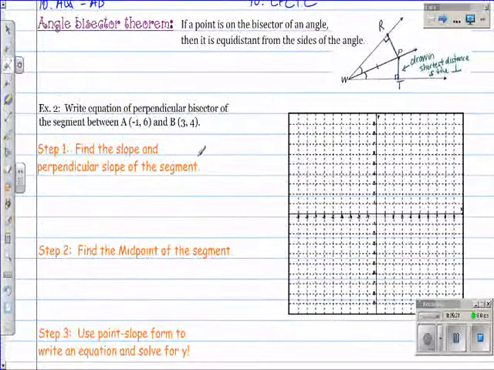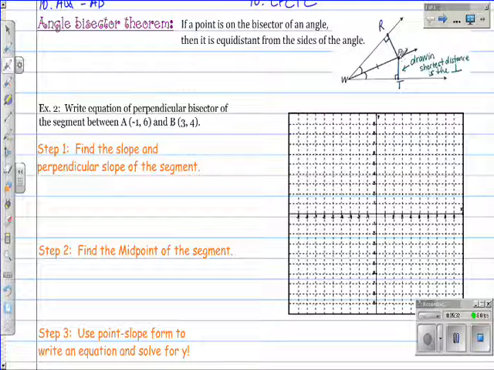Okay, this one we're not going to prove, but it is also on the paper that you need to write down. This theorem, the angle bisector theorem: if a point is on the bisector of an angle, then it's equidistant to the sides.